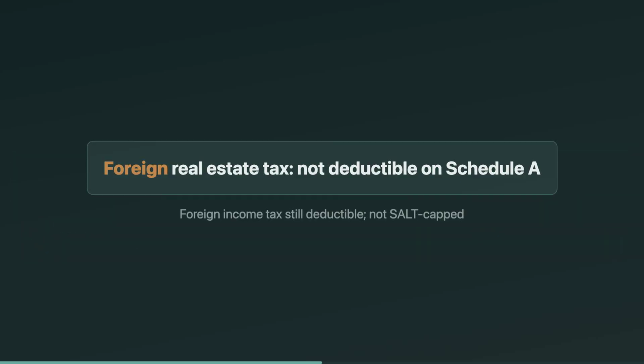Foreign taxes have a weird split. Foreign real estate taxes are not deductible on Schedule A anymore. TCJA eliminated that itemized deduction. But foreign income taxes are still deductible, and they're not subject to the SALT cap. Mechanically, state and local taxes go on Schedule A lines 5A through 5C, while foreign income tax shows up on line 6 as other taxes.